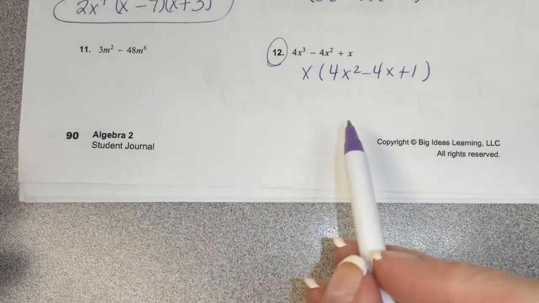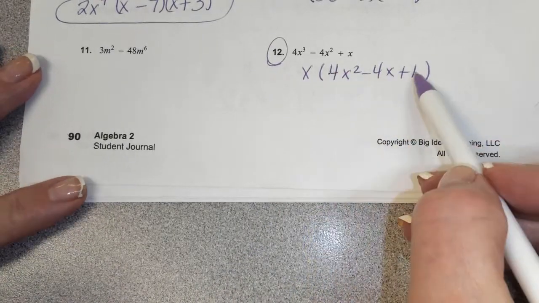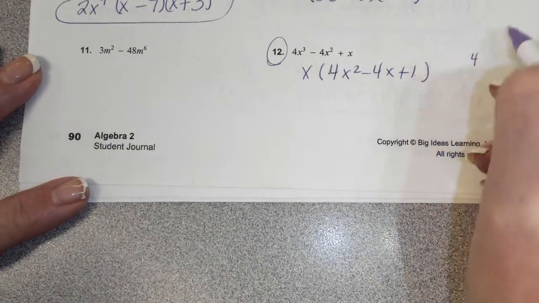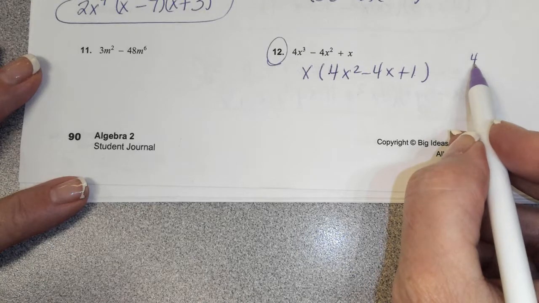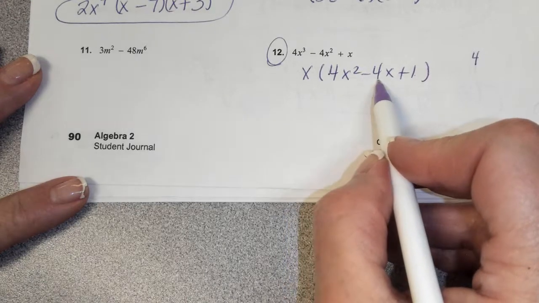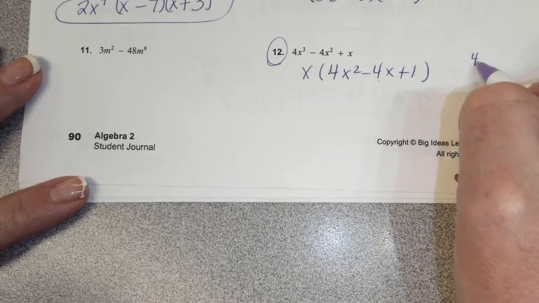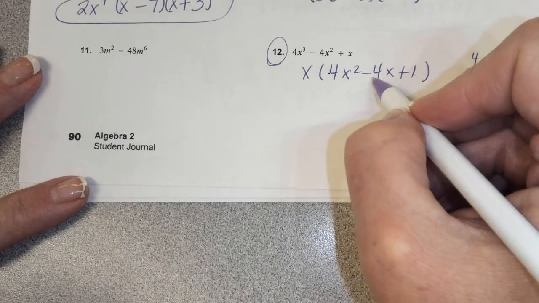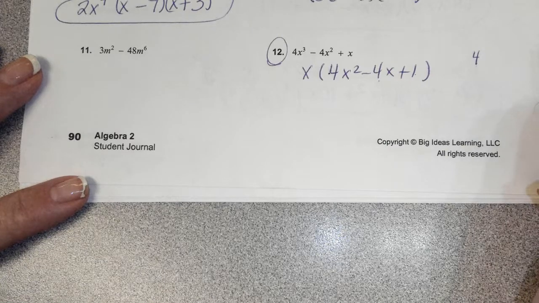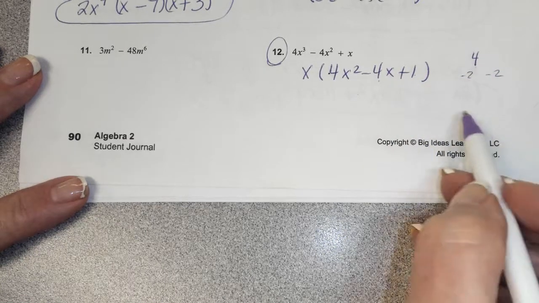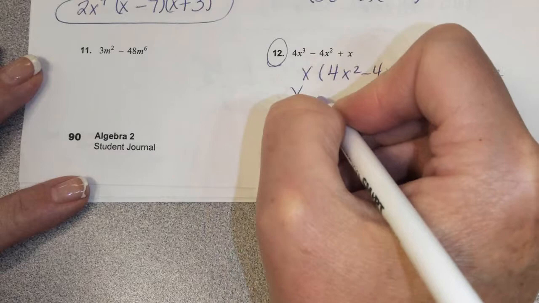Here's how I check, just real quick to remind you. I multiply 4 times 1 and I get 4. Are there factors of 4 that I can combine to get negative 4 when I add them? Yeah. Because what are the numbers that would multiply to be 4 and would add to give me negative 4? Negative 2 and negative 2. So when that happens, I know this can be factored further.